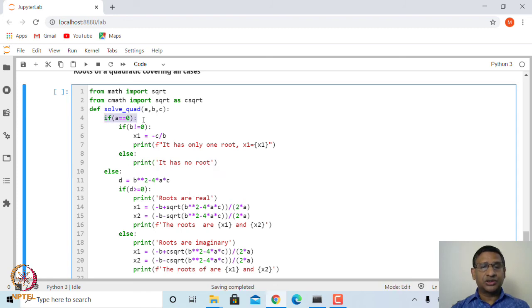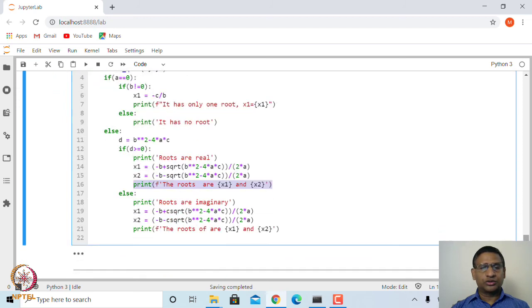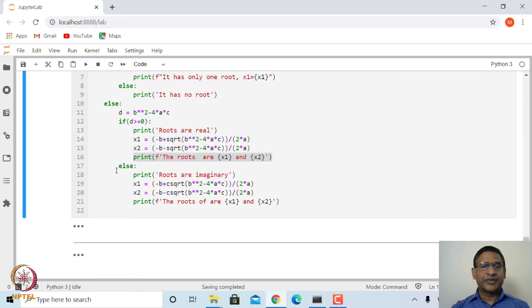And if a equal to 0 is not true, that means a is non-zero, in that case we will check the discriminant. This is the discriminant, and then once you have found the discriminant, you check whether the discriminant is non-negative. If it is non-negative, then print the roots are real, and then compute the roots x1, x2, and then print the two roots. So, here we are not using return, we are using print. You can also use return.